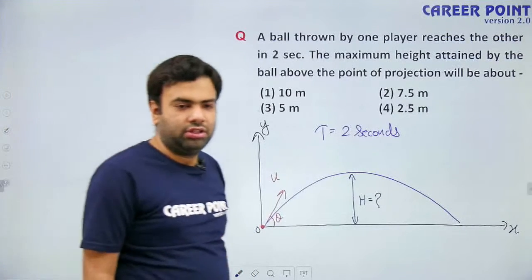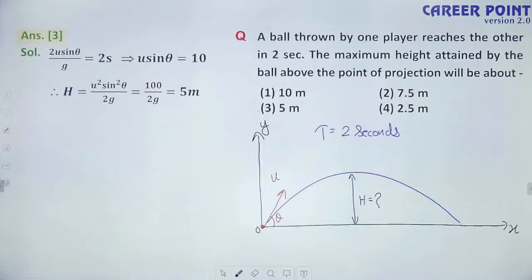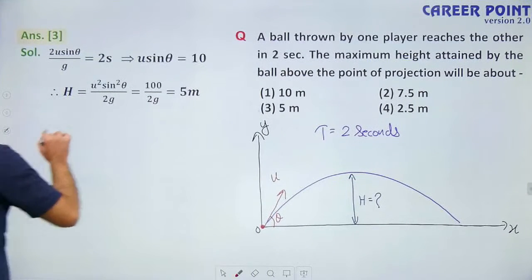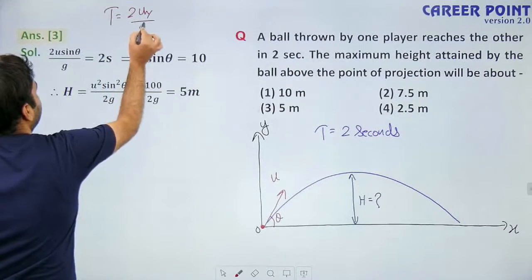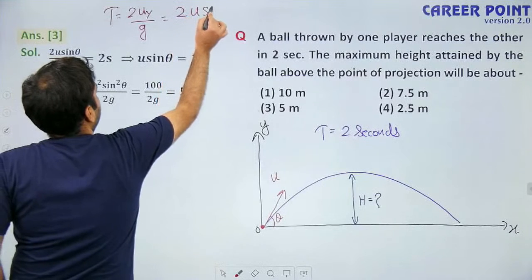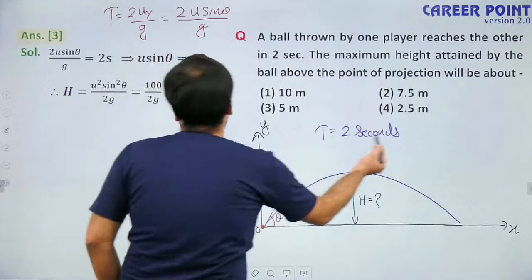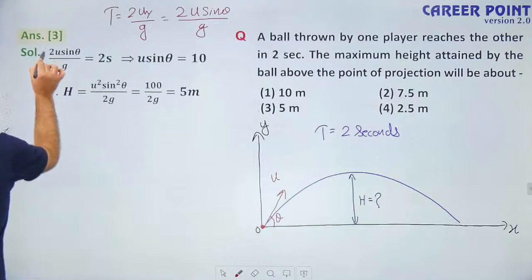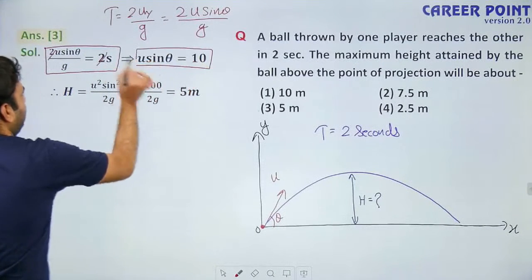Vinayak, well done, very good, you are also right. Well done, beta. Now see, the correct answer is option 3. What is the formula of time of flight? Time of flight is equal to 2uy by g, which is also equal to 2u sine theta by g. So, time of flight is given as 2 seconds. That means 2u sine theta by g is equal to 2 seconds. g, we can take approximately 10. This 2 and 2 will cancel out and you will get u sine theta is equal to 10.